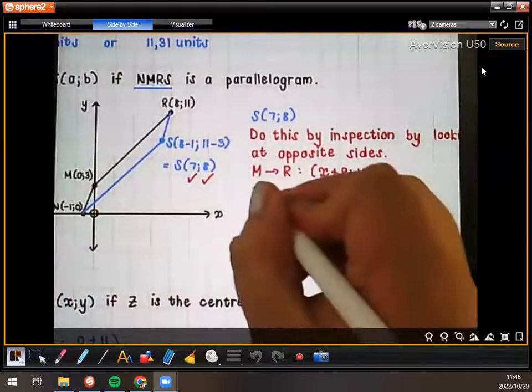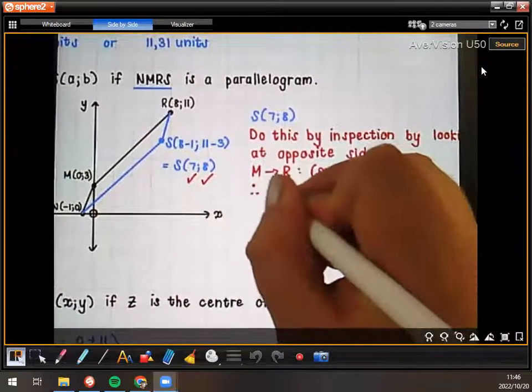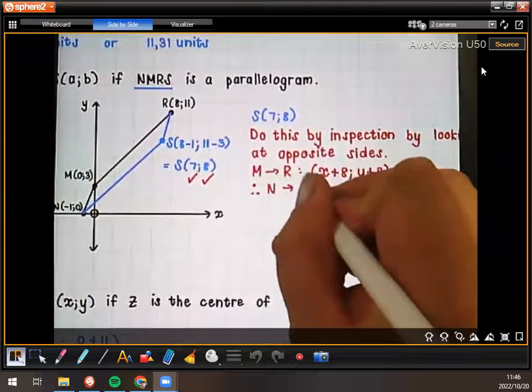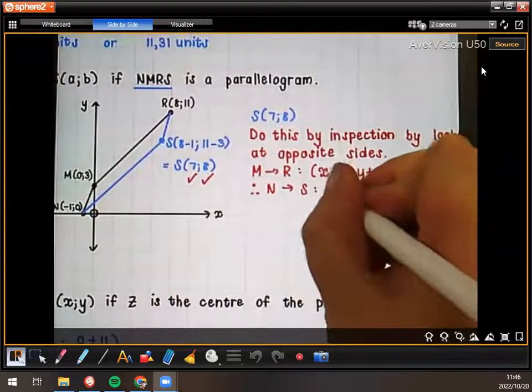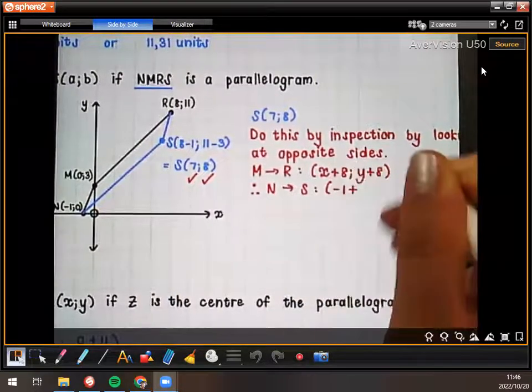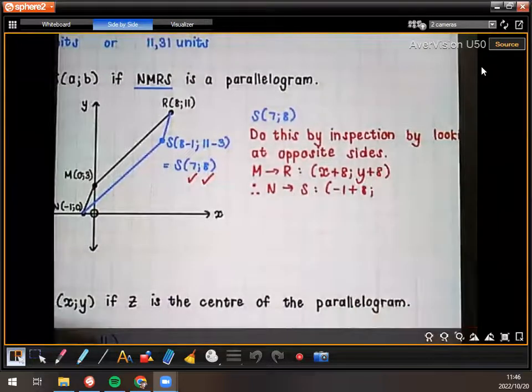So therefore, from N to S, you're going to have that same thing happening. You're going to add 8 to the x value and add 8 to the y value. Will the -1 and the -3 always be the same? It depends. All of these values depend on the points that you have.